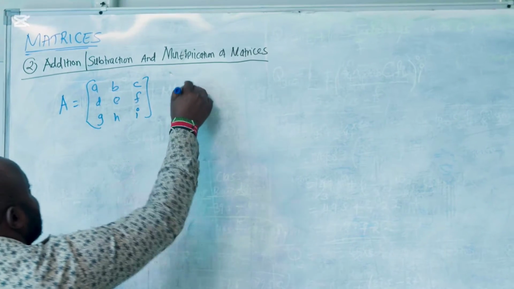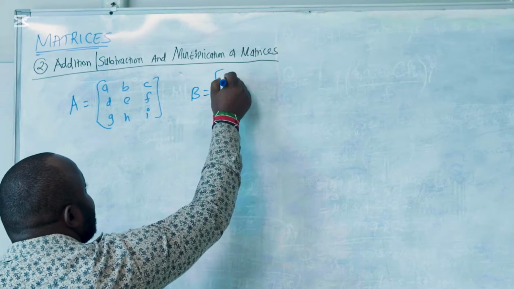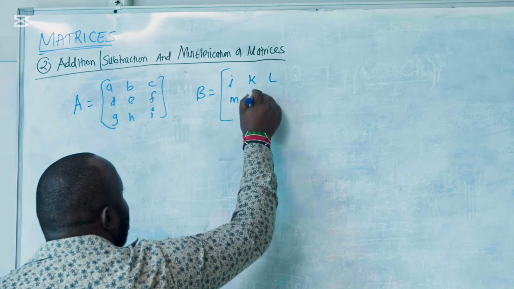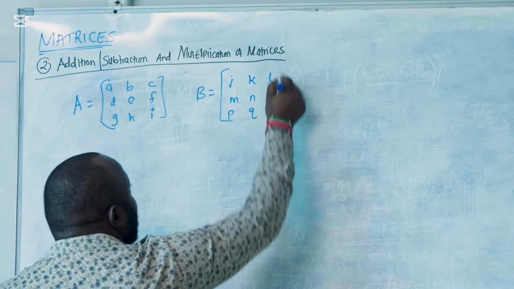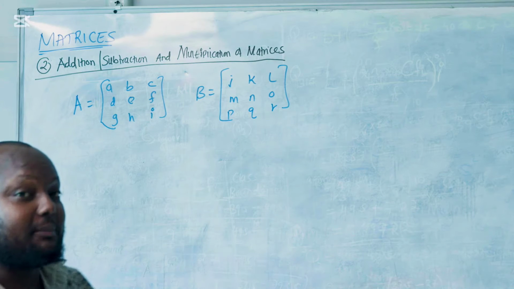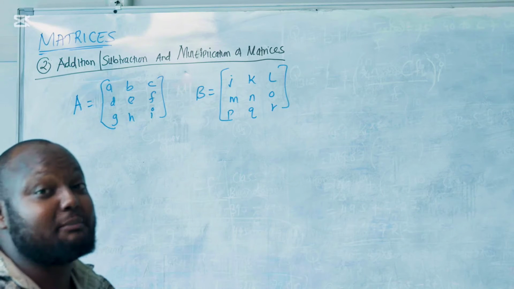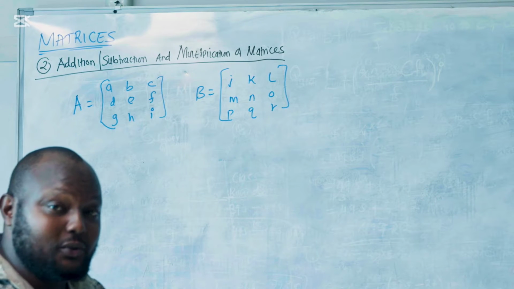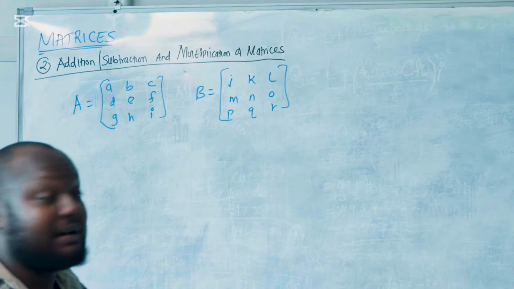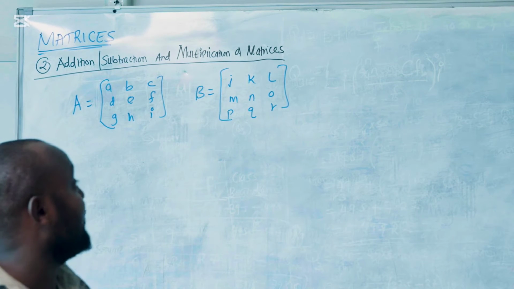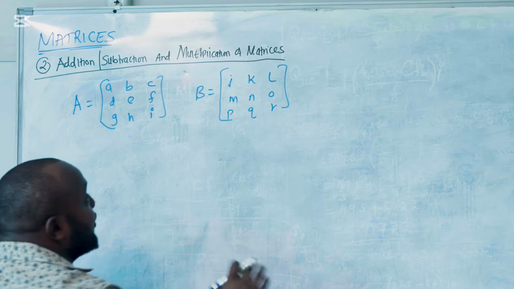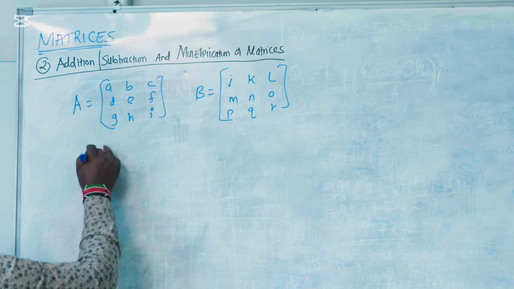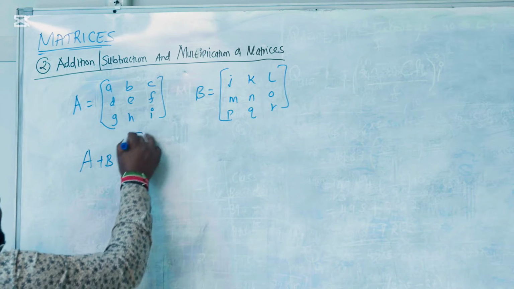and you are given another matrix B, if you want to add two matrices or subtract two matrices, the matrices must be of the same order. If it is 2 by 2, you can only add it with another 2 by 2. If it is 3 by 3, you can only add another matrix of 3 by 3. So that is the key point: if you want to add or subtract two matrices, they must be of the same order.